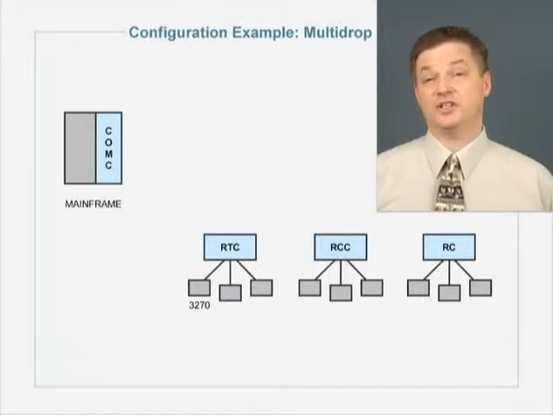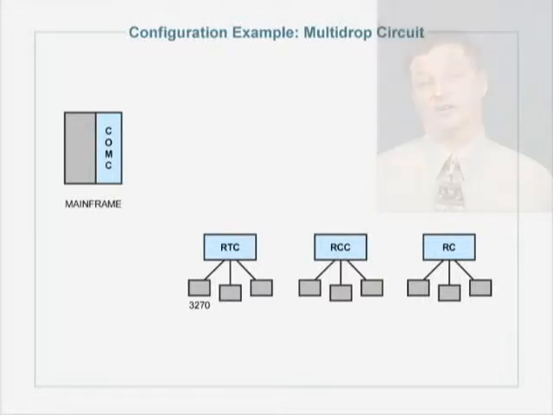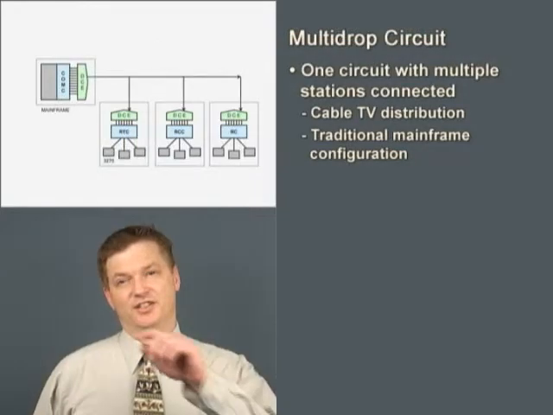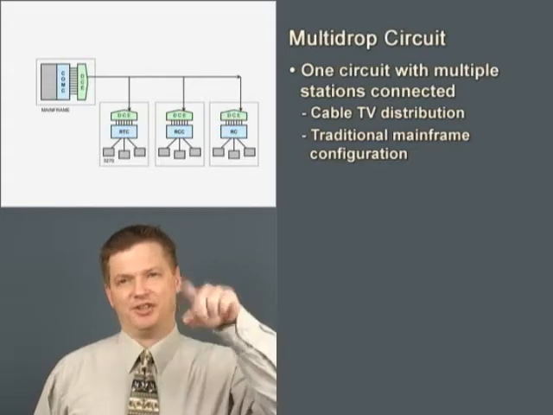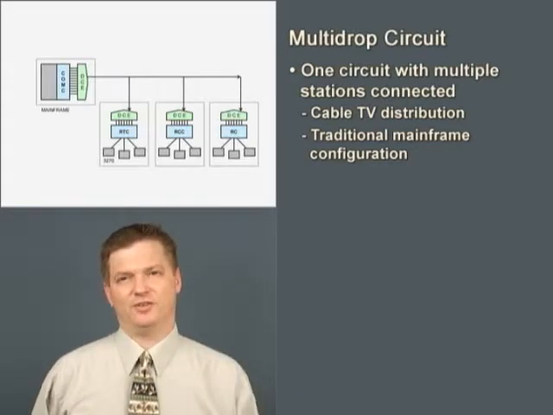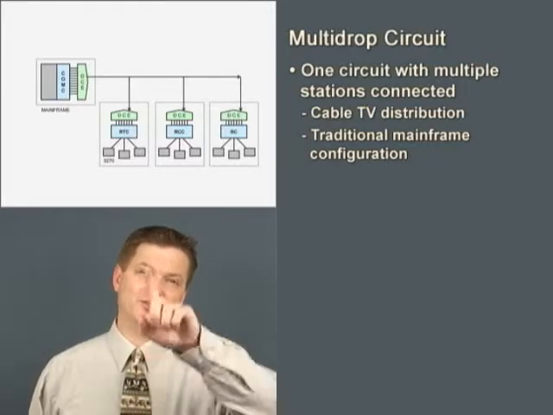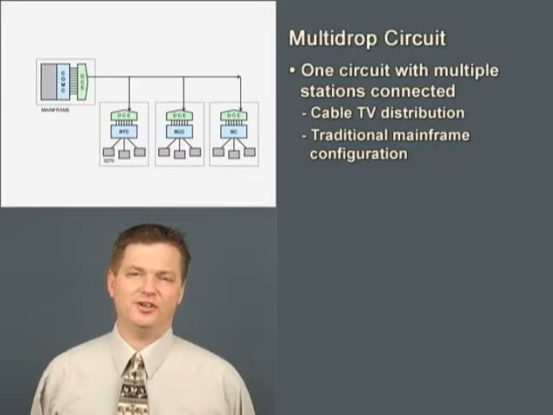And then what we would do is connect the controllers together. We would pull a two-wire circuit out of the computer room and drop it into this location, but then continue it along and also drop it into this location and into this location. This is called a multi-drop circuit. It's a single circuit with multiple derivations coming off of it. Or if you want to look at it the other way around, it's a single circuit with multiple stations physically plugged onto it.